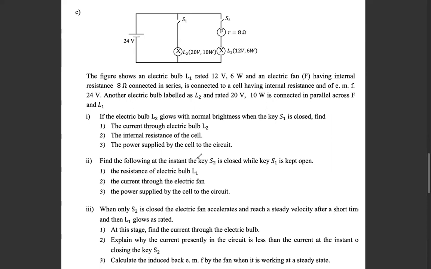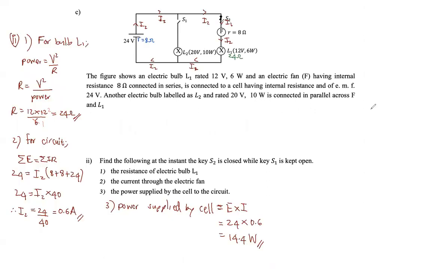No, Amna, you can't. Here they have not told that the bulb is glowing with normal brightness. They have not mentioned that, so you can't apply that. That's why it's wrong. They are asking to find the resistance of the bulb. The rated current through the bulb is 2 ampere, but the current flowing was 0.6 ampere. So this bulb is not going to glow with normal brightness.